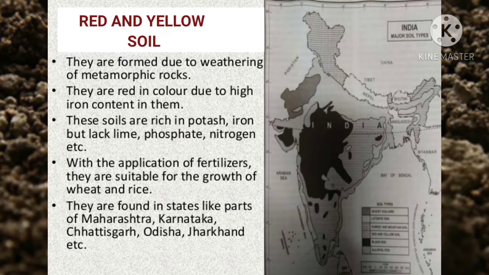These are suitable for the cultivation of millets, pulses, linseed, tobacco, etc. These soils cover the largest area in peninsular India, particularly the southeast part of the peninsula. These soils are poor in lime, nitrogen and humus. Fertilizers are added to make this type of soil fertile.